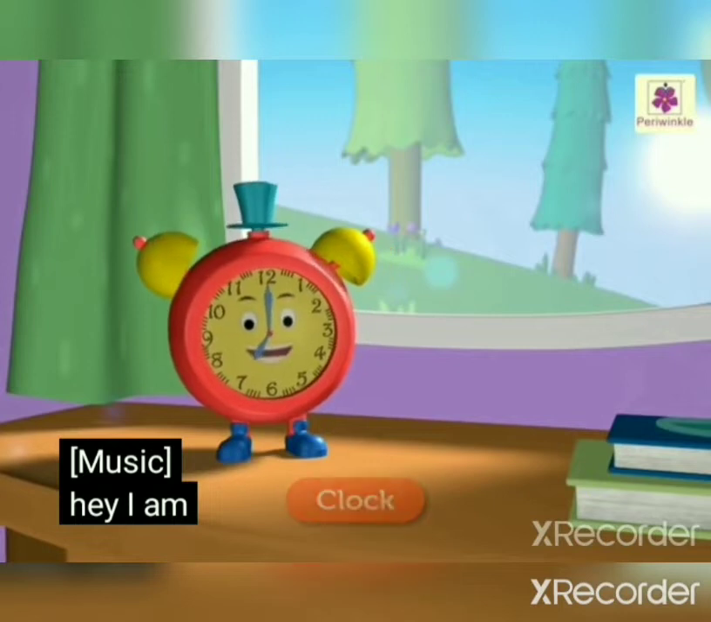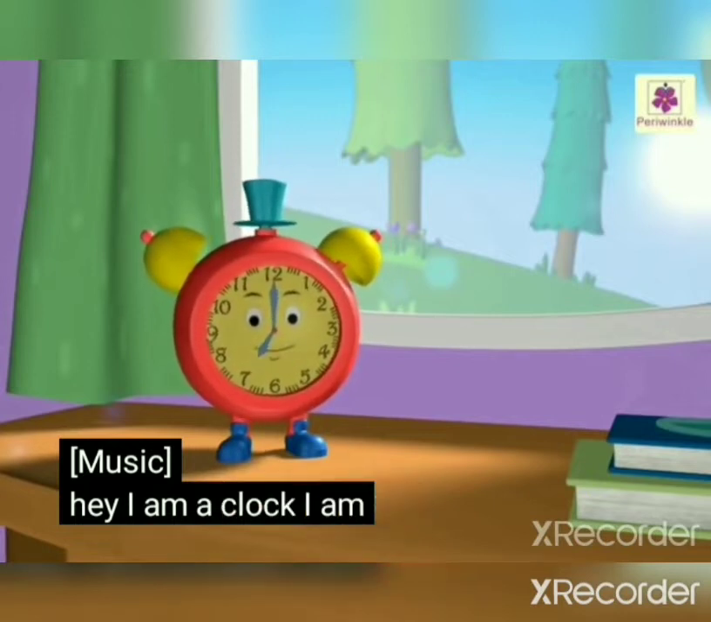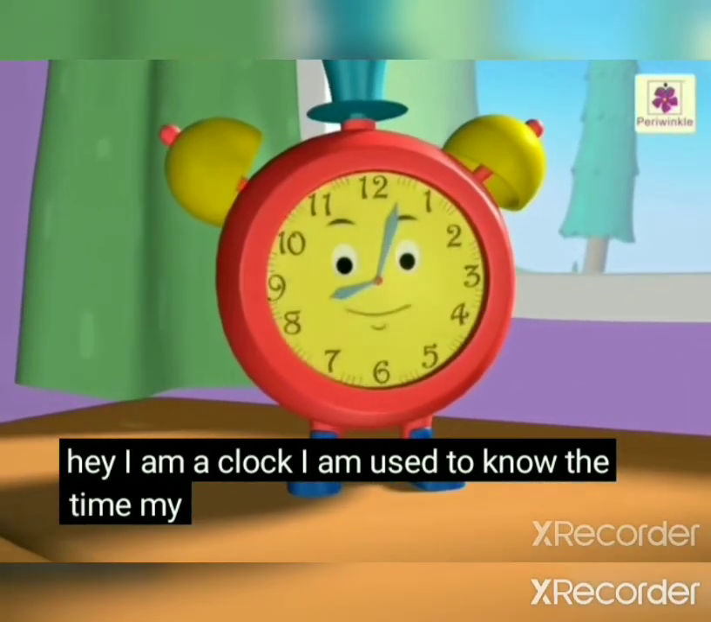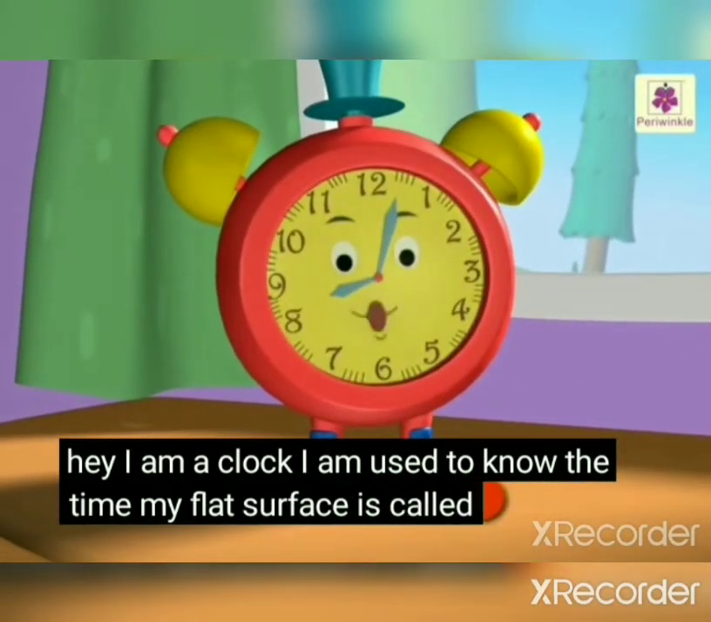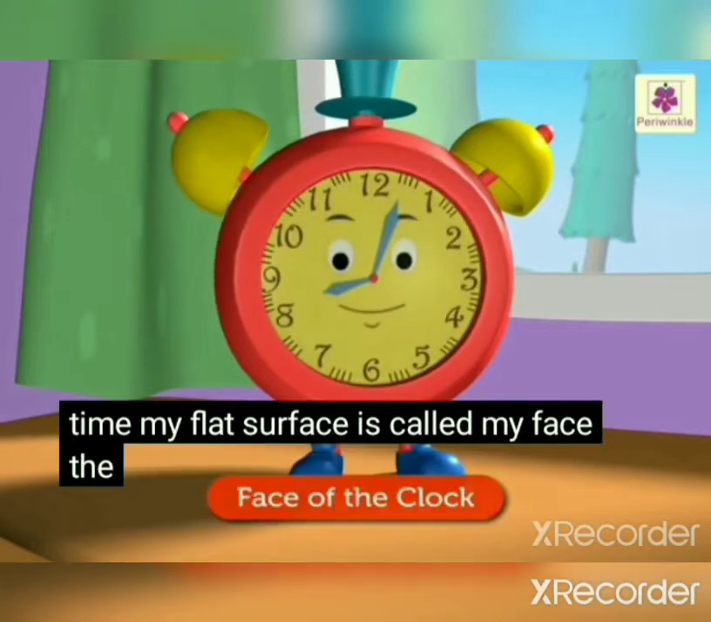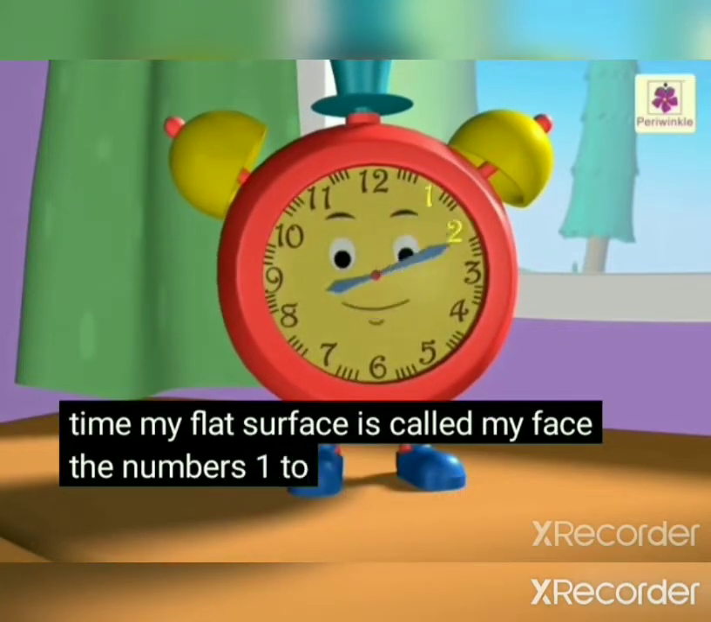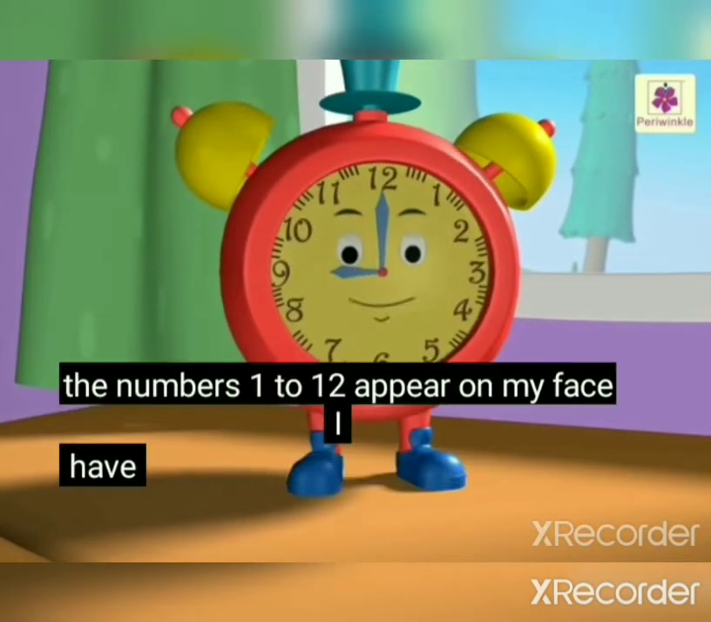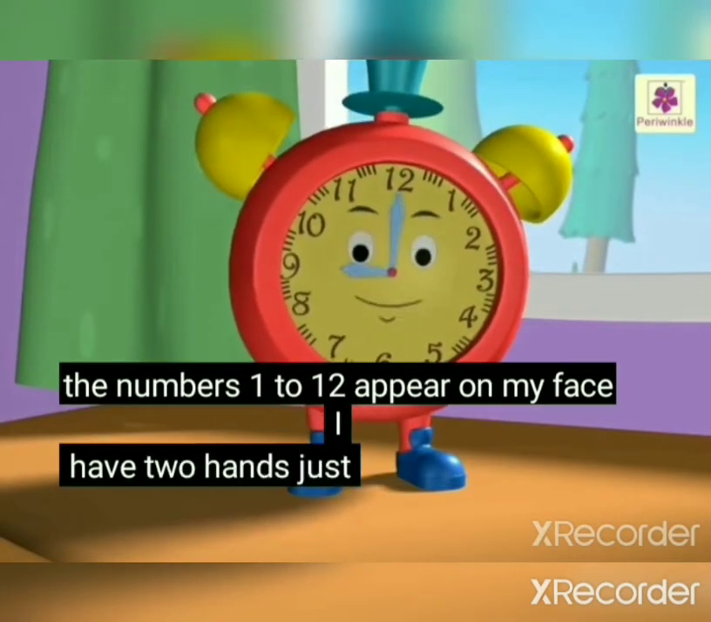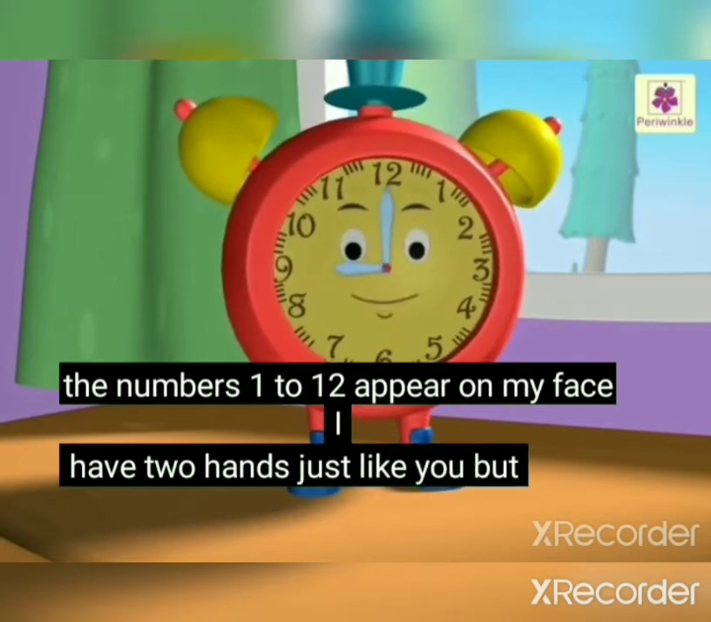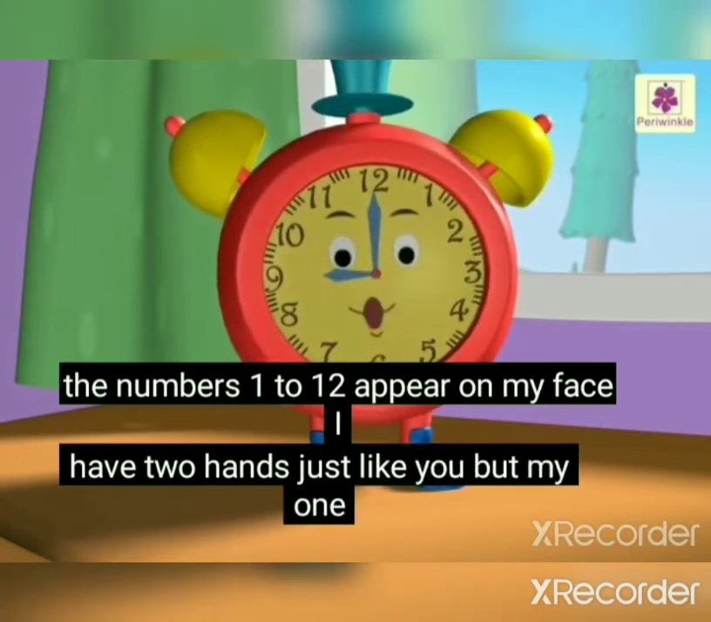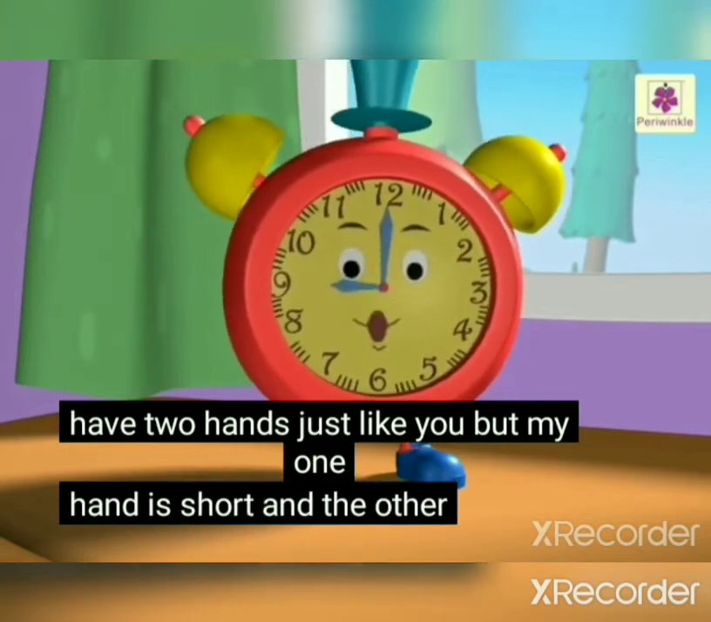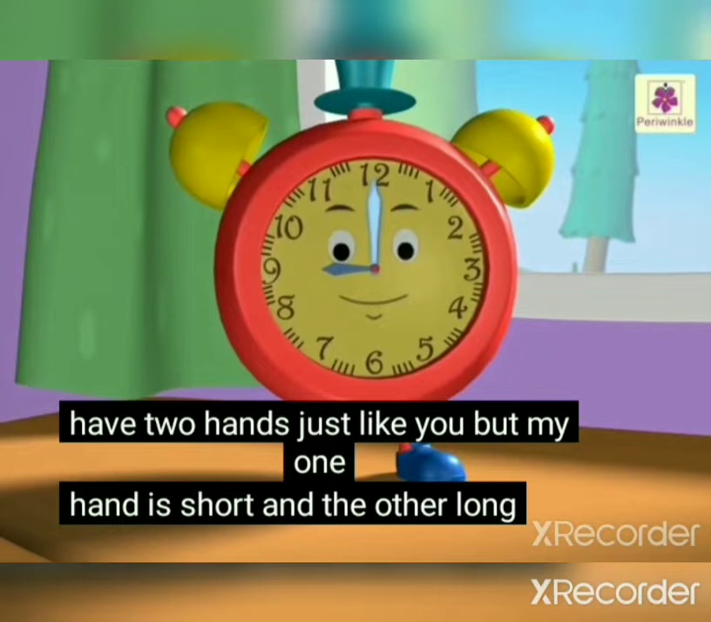Hey, I am a clock. I am used to know the time. My flat surface is called my face. The numbers 1 to 12 appear on my face. I have 2 hands just like you. But my one hand is short and the other long.